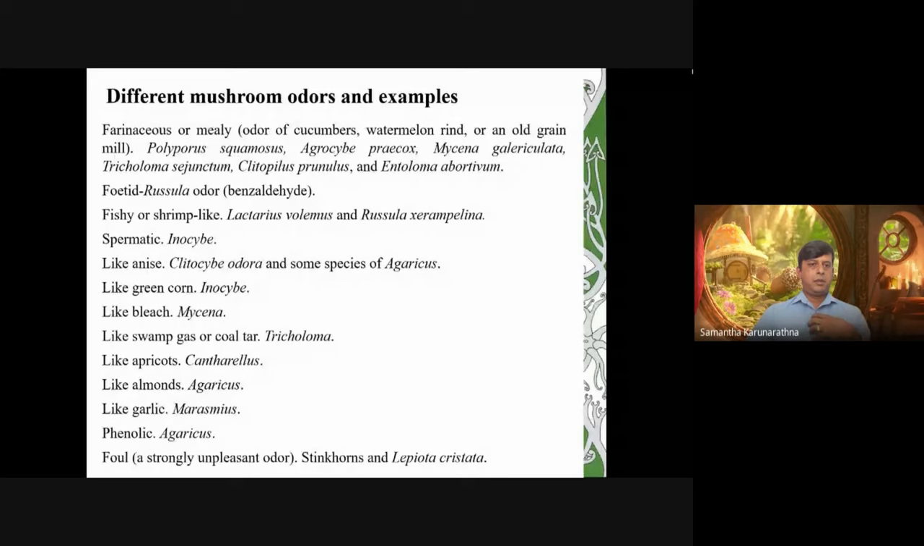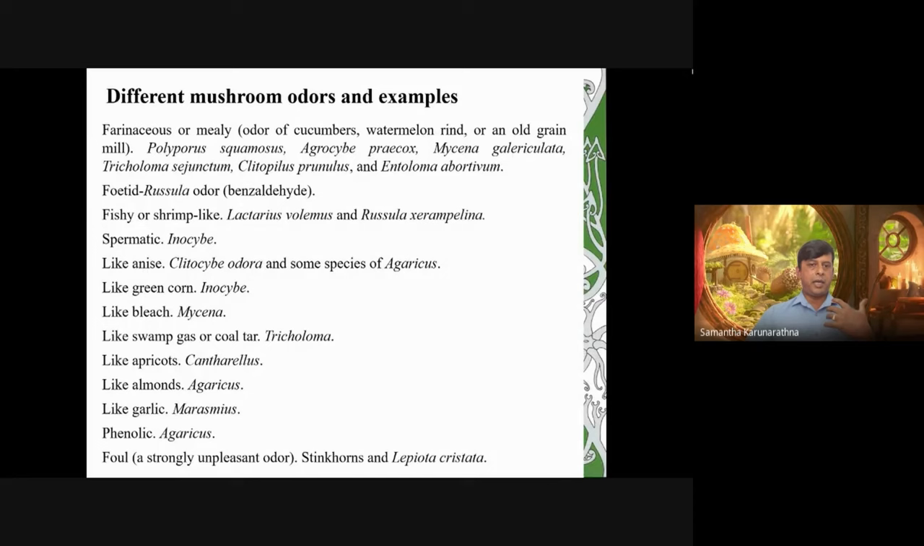These are some examples of mushroom odors. As I mentioned, this farinaceous or mealy odor you can find in these groups: Polyporus squamosus, Agrocybe praecox, Mycena graniculata, Tricholoma tectum, Clitopilus prunulus, Entoloma abortivum. These mushrooms have this farinaceous or mealy odor. A fishy or shrimp-like odor you can find in Lactarius volemus and Russula xerampelina. Spermatic you can find in Inocybe. And anise odor you can find in Clitocybe odora and some species of Agaricus.